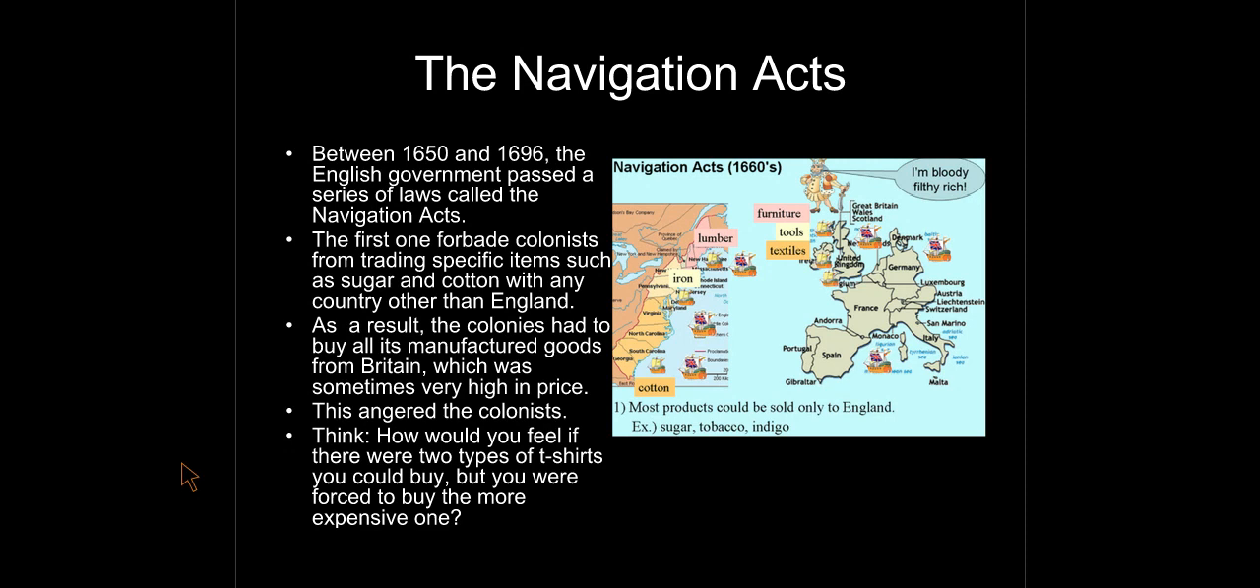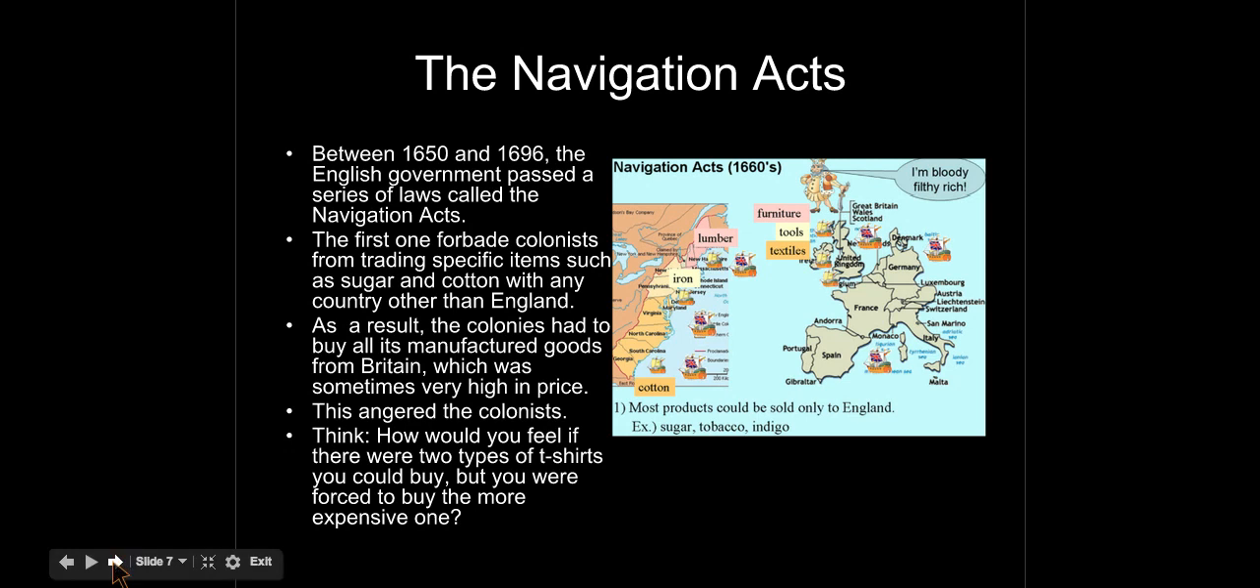So think about it. Think how you would feel if you were at a store and there were two types of t-shirts that you could buy that were exactly the same, but you were forced to buy the more expensive one. This is exactly what the English did to the colonists. They forced them into only being able to buy one type of manufactured good that came from Britain, and they made it expensive. This angered the colonists because then they don't have choices in what they're buying, and also they didn't really get a say in what they bought or sold. And when you don't have choices, people start to get upset.